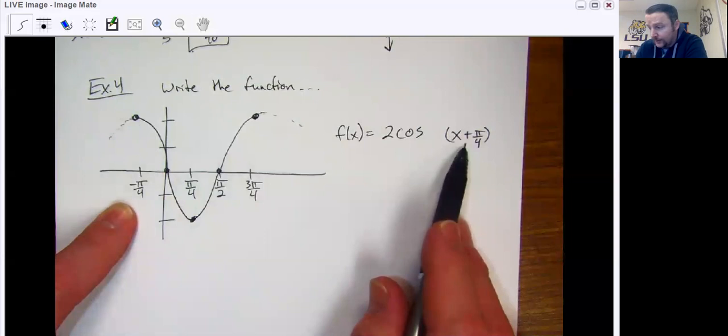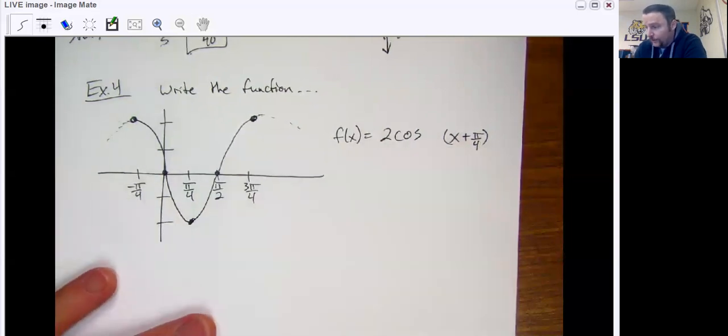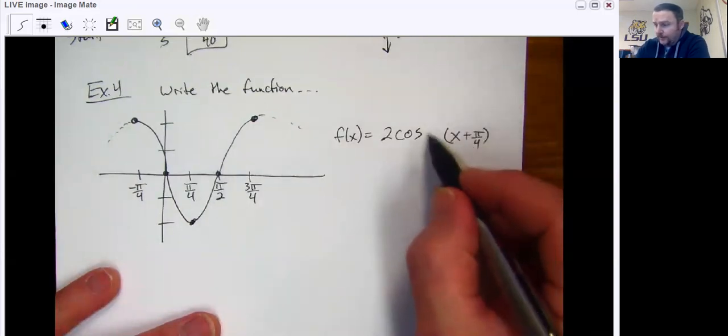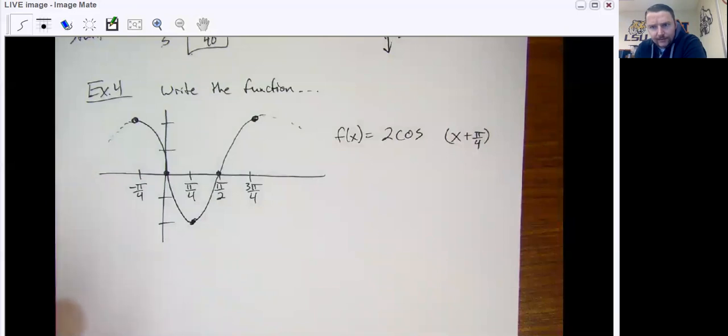So that's where I start. Phase shift, pi over 4, got it. And there was no vertical shift, so I don't need to put anything out here as far as D goes. But I do need to figure out the period. Well, the period is a little different this time, because the period is one full period of the graph. You start up, so you finish up. That would be one revolution, I guess.